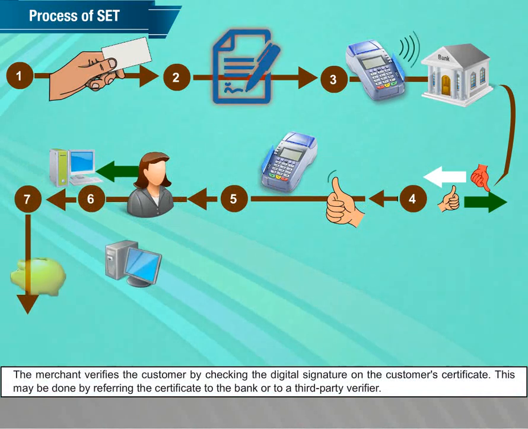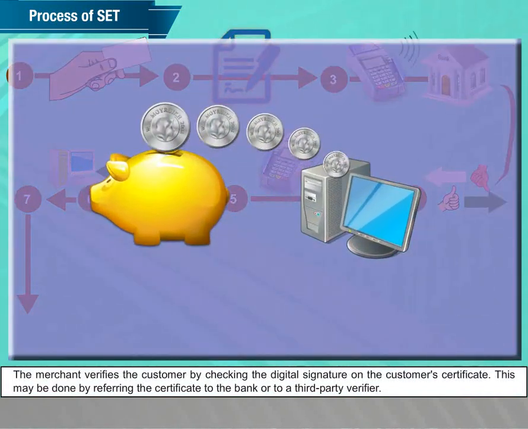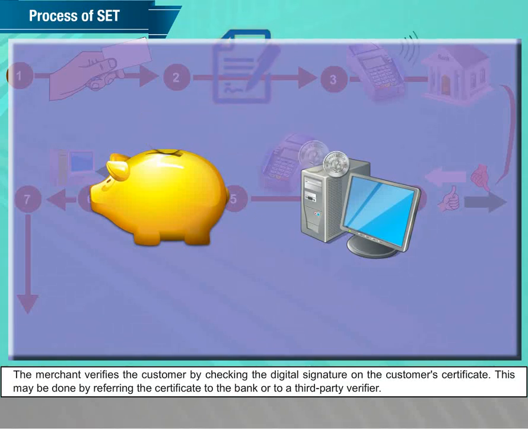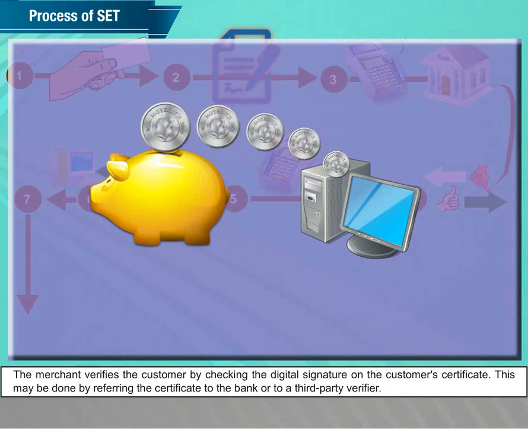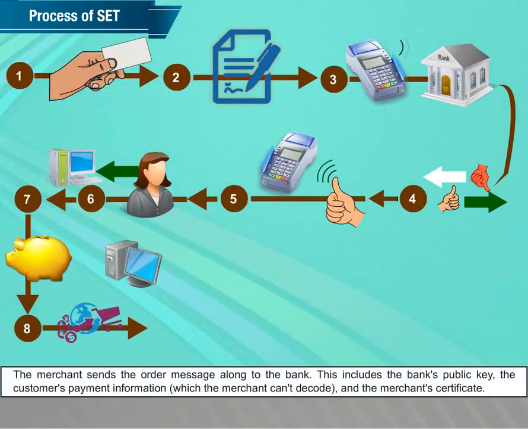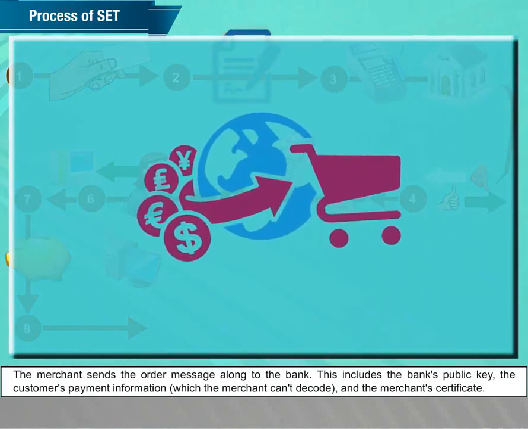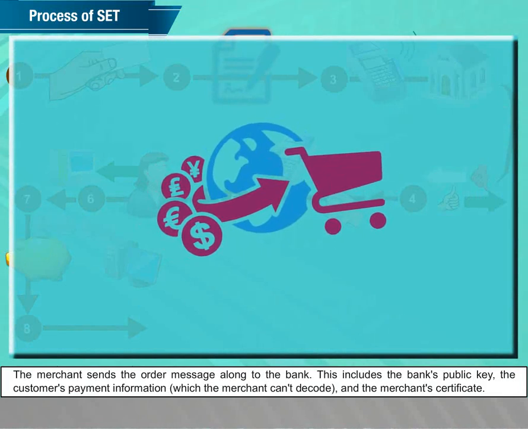The merchant verifies the customer by checking the digital signature on the customer's certificate. This may be done by referring the certificate to the bank or to a third-party verifier. The merchant sends the order message along to the bank. This includes the bank's public key, the customer's payment information, which the merchant can't decode, and the merchant's certificate.